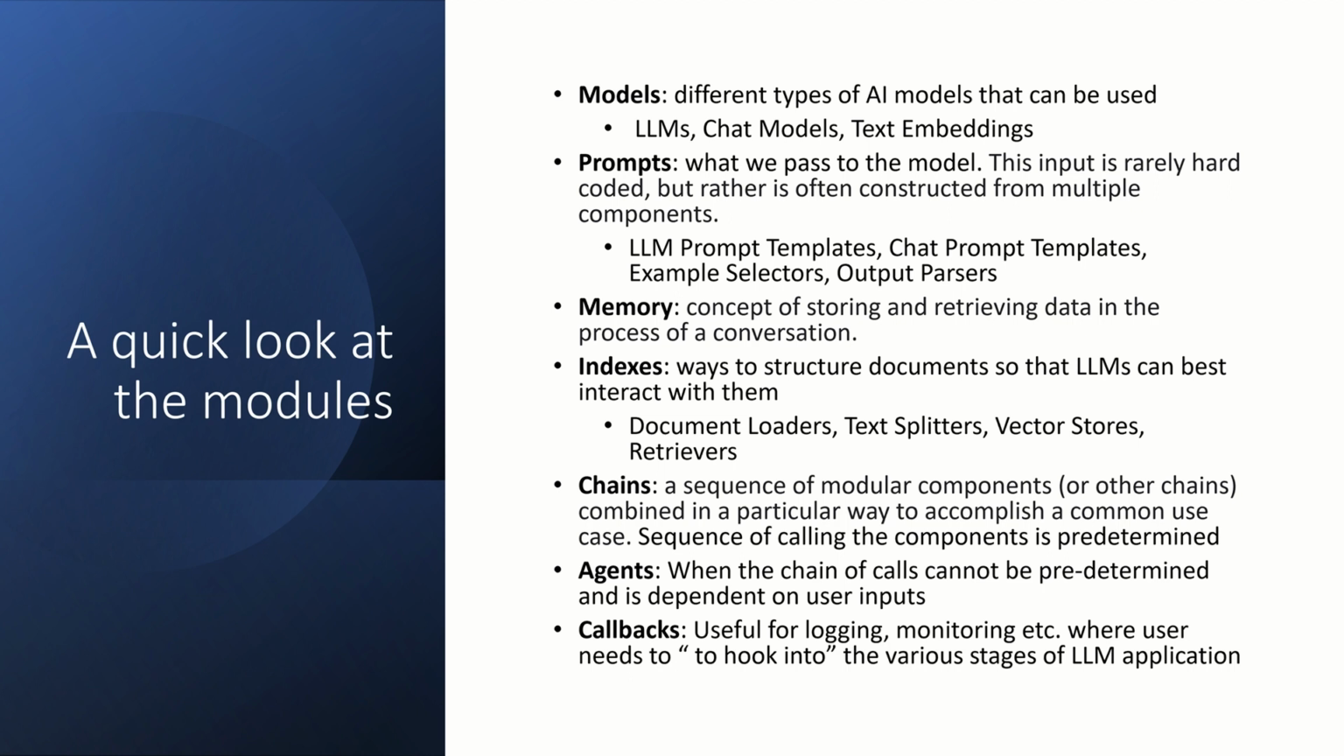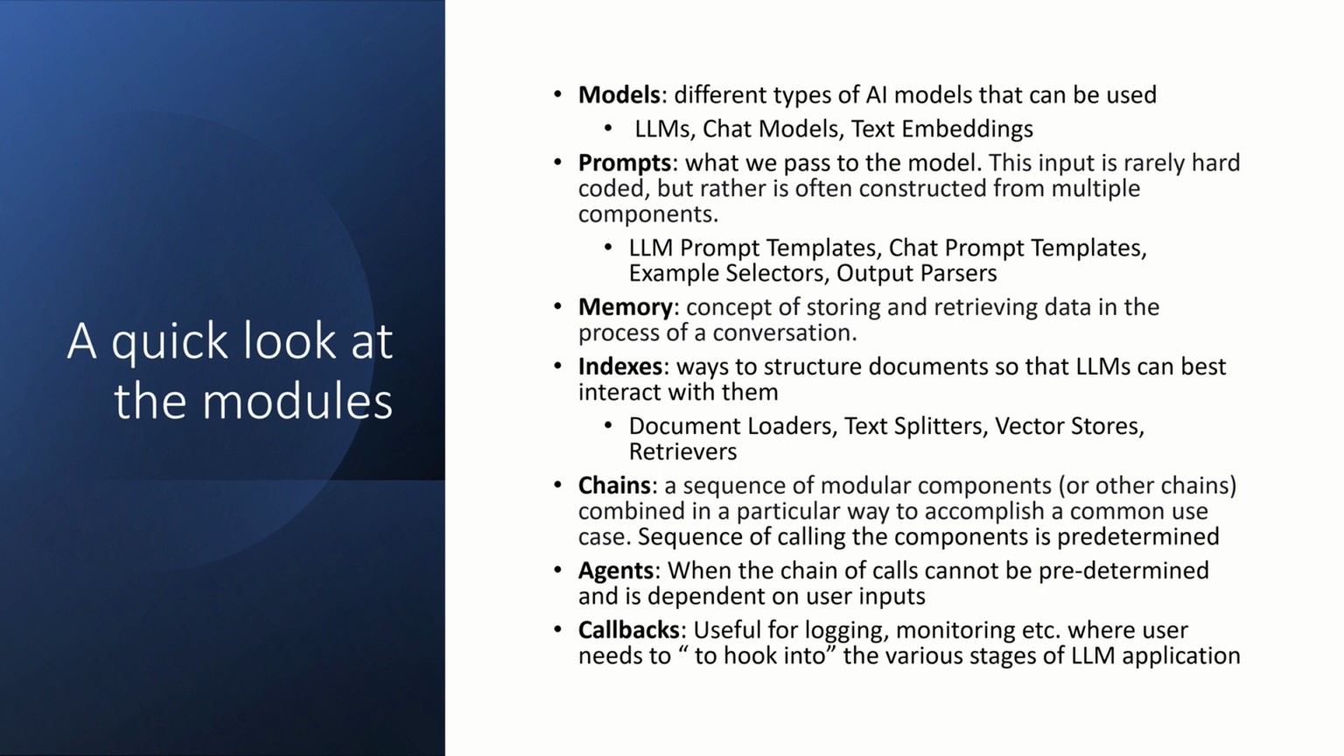Then we have the indexes. Indexes are basically ways to structure the documents so that the LLMs can interact with them. Under indexes, we have document loaders, which help you load many different kinds of documents. We could load PDF documents, we could load data from a website, and so on. We'll see them in detail later. Then we have the text splitters, vector stores, and retrievers.